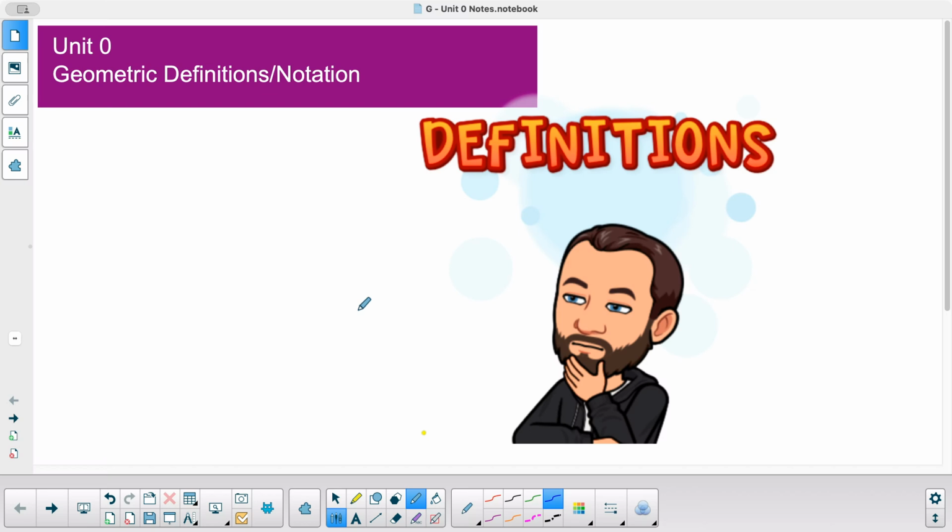All right, Illustrative Math, Unit 0 is called Geometric Definitions and Notations. So this is actually not a unit in Illustrative Math, but this is something that I put together just because I think that it's very important to make sure that we have a good foundation of definitions and terms in geometry before we get started on Lesson 1.1.